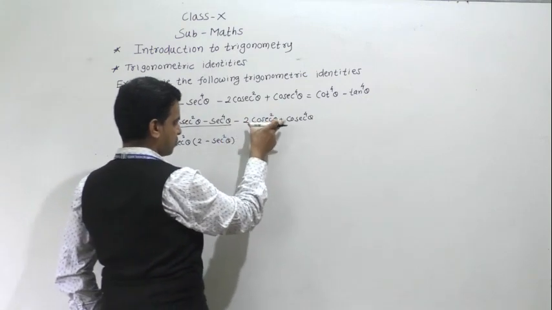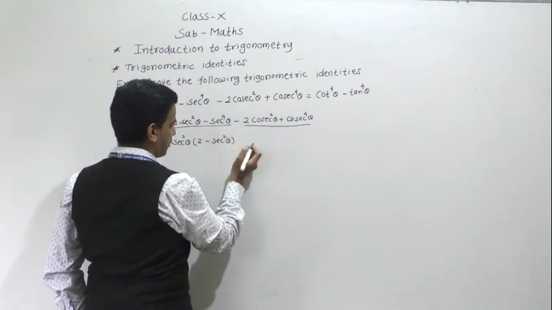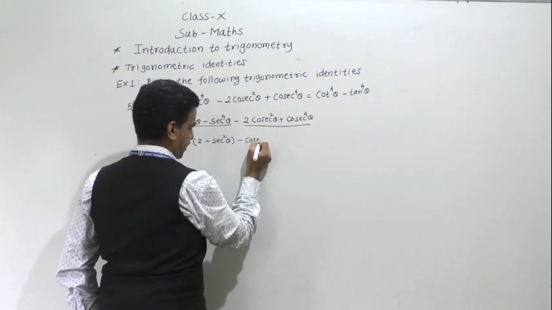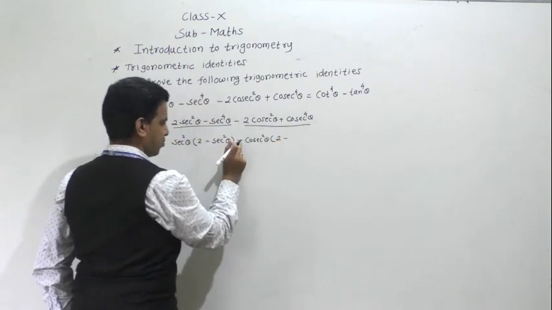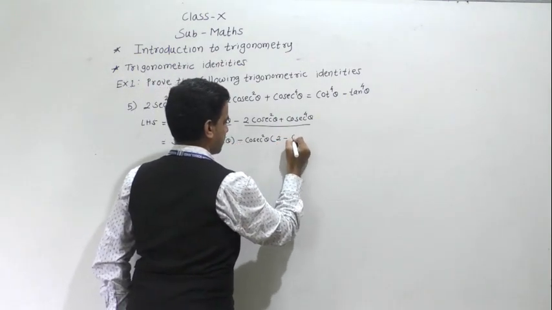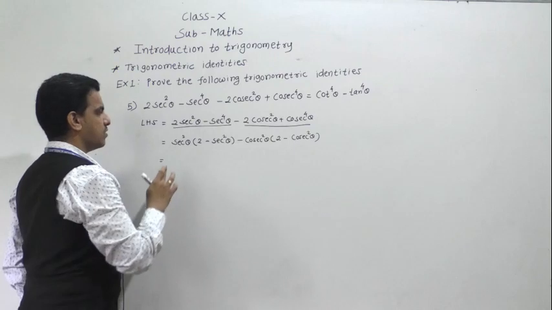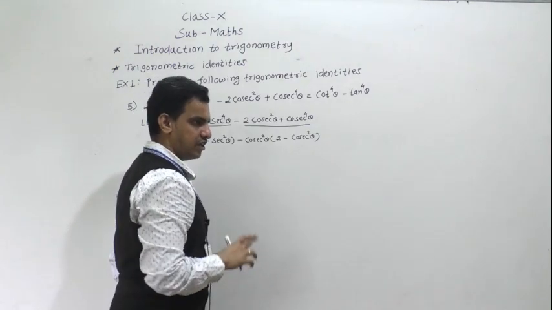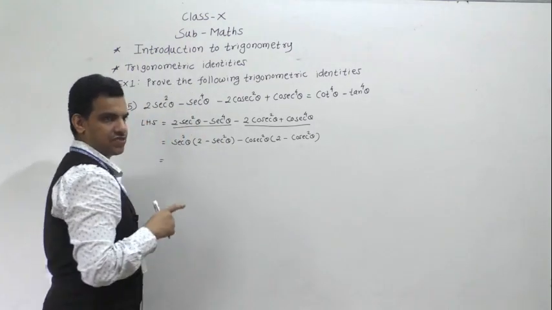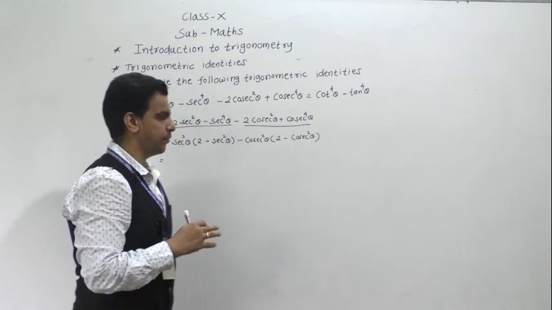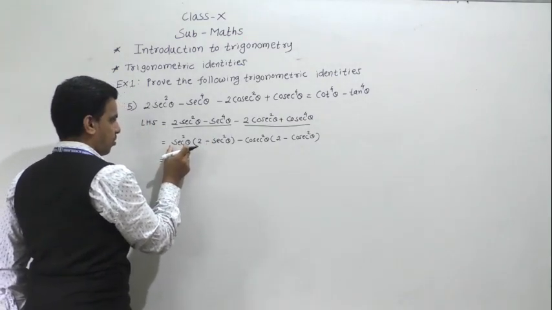Then from these two terms again take cosec square theta common. Or you can take minus cosec square theta common. If I take minus cosec square theta common, here the plus becomes minus because we already took the minus sign common. So 2 minus cosec square theta. Now we have to put the values of sec square theta and cosec square theta in terms of tan and cot theta, because we have two identities: sec square theta is equal to 1 plus tan square theta and cosec square theta is 1 plus cot square theta. So we have to put all these values here.